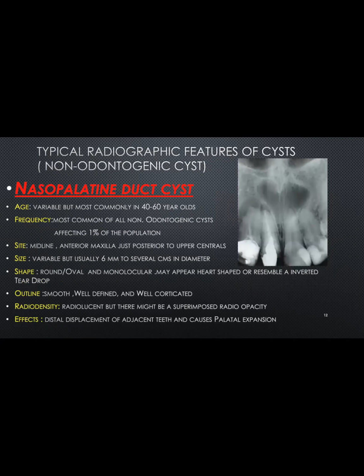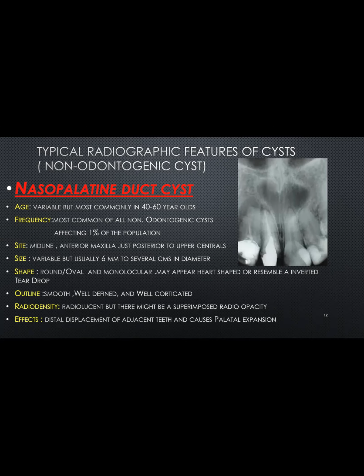Now, the nasopalatine duct cyst develops from the epithelial remnants of the nasopalatine duct or incisive canal. The age is usually between 40 and 60. It's one of the most common non-odontogenic cysts. It affects 1% of the population. Now, if you look, you could notice that usually it gives a heart outline or an inverted teardrop.